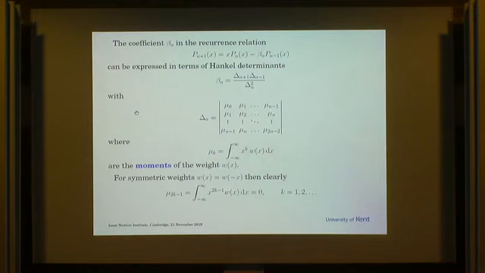So if I want to work out the coefficient in the three-term recurrence relation, you can express this in terms of Hankel determinants. Particularly take this Hankel determinant, which is determined purely by the moments of the weight, which are these integrals here. So given the weight W, you work out all the mu's, give you the deltas, give you the beta n. Very simple procedure. Now for symmetric weights, clearly all the odd ones are 0.